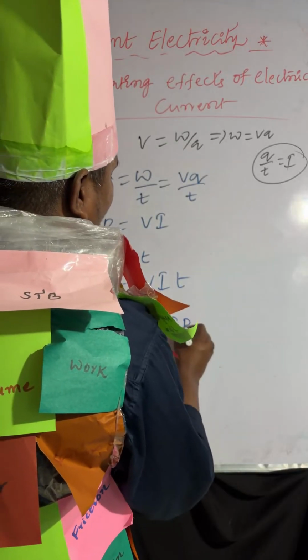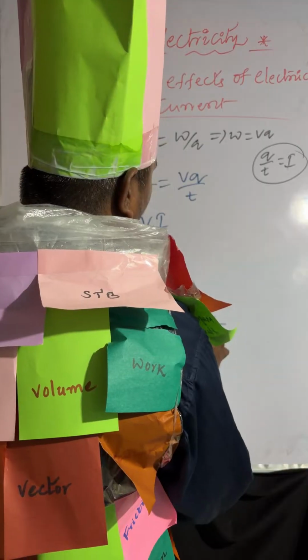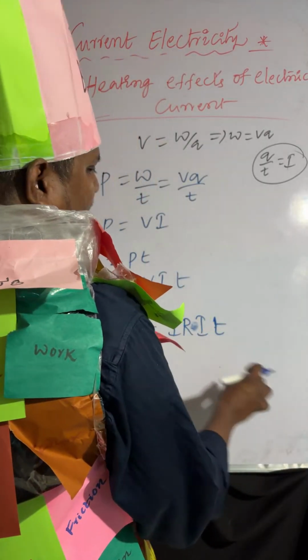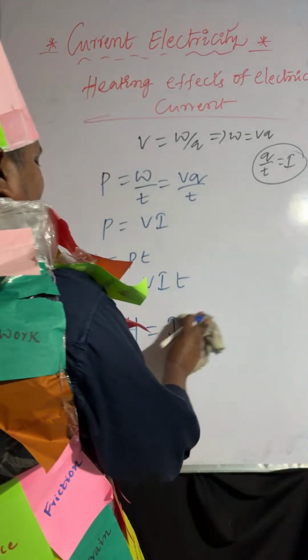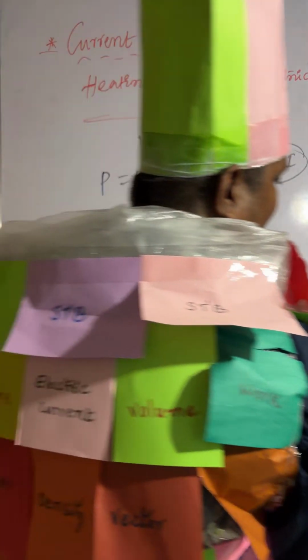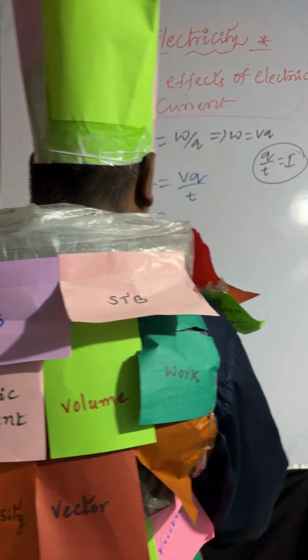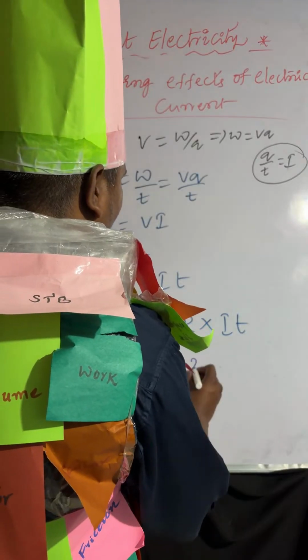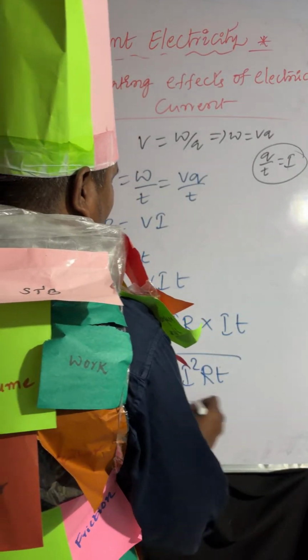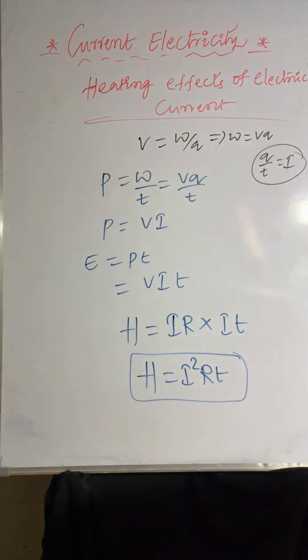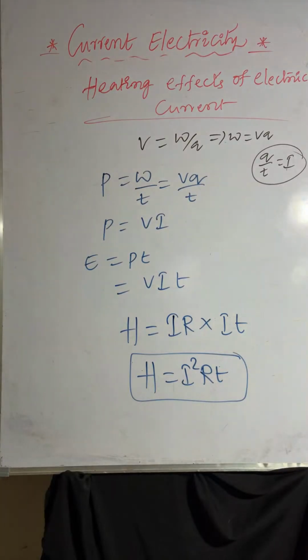The source of energy continuously gets dissipated entirely in the form of heat. This is called heating effect of electric current. It is also known as Joule's law of heating. Heat produced in the conductor is directly proportional to square of current, directly proportional to resistance, and directly proportional to time. Okay, so I hope it is very clear. That is about heating effect of electric current.